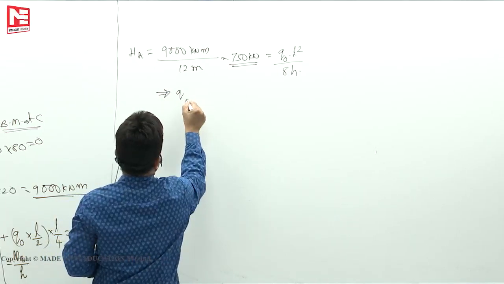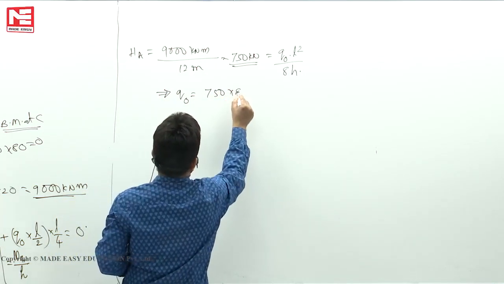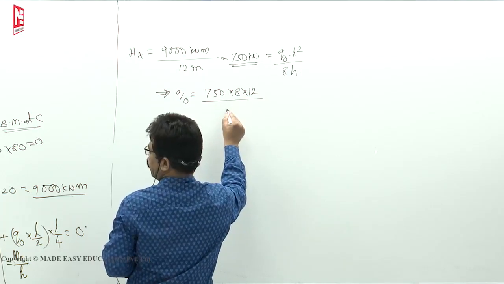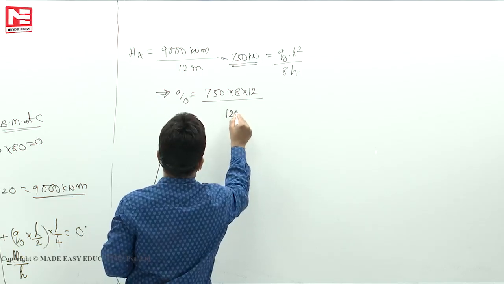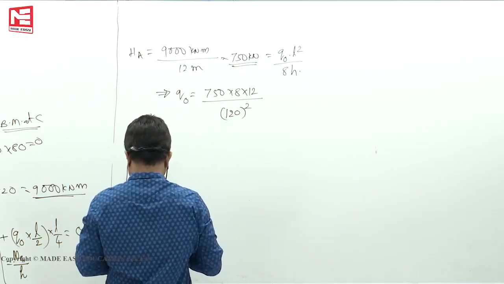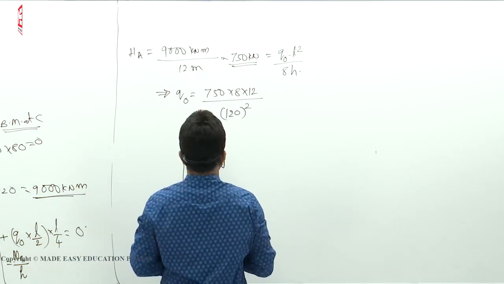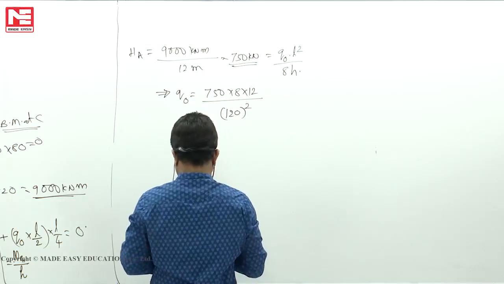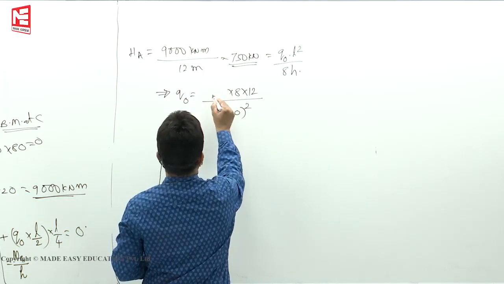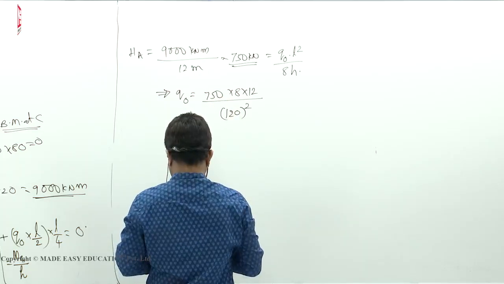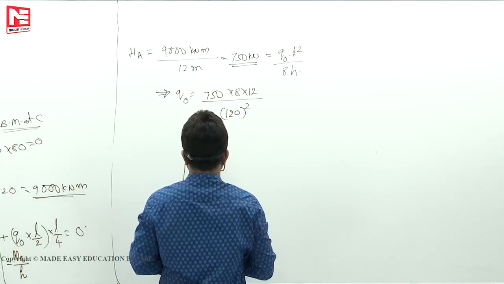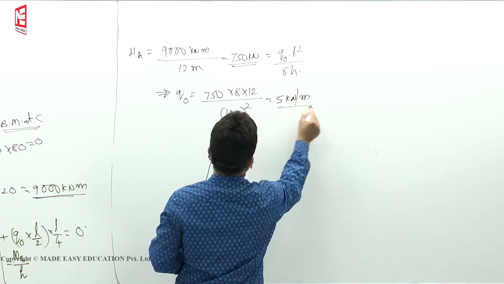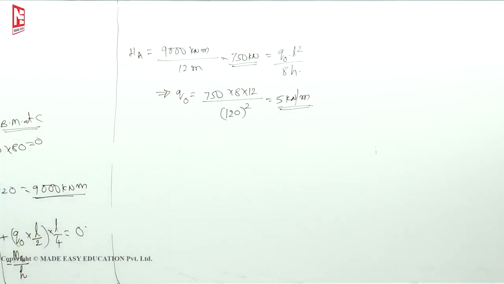So Q0 you will get 750 kilonewton into 8 into H is 12 meters by L square. L square, length is 120 square. So this you will get, this is the equivalent load Q0. Okay, this is 750 we have taken. Okay, 750 into 8 into 12 by 120 square. So you will get 5 kilonewton per meter, like this. So this is the solution.